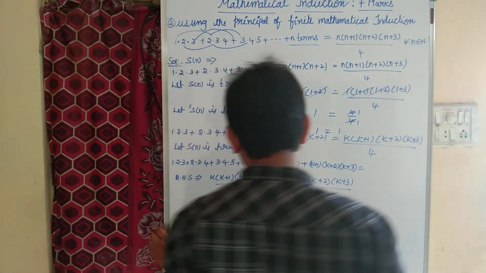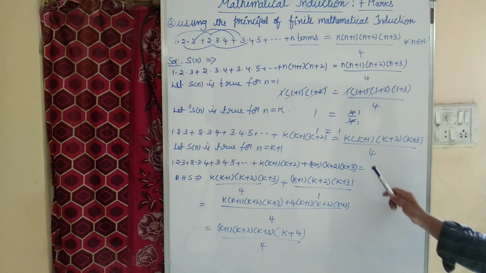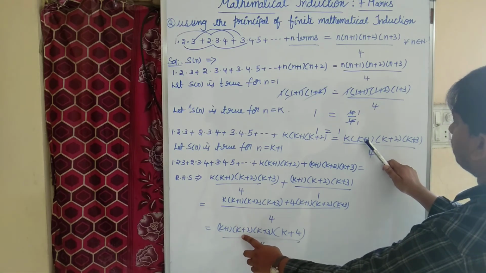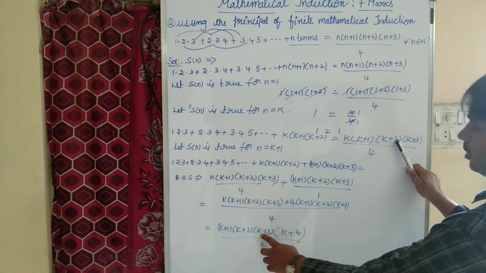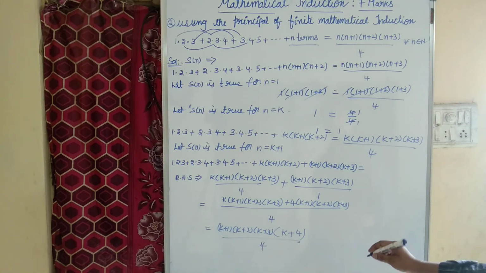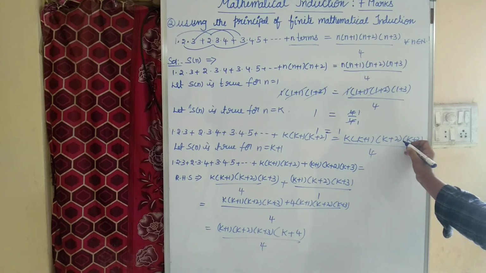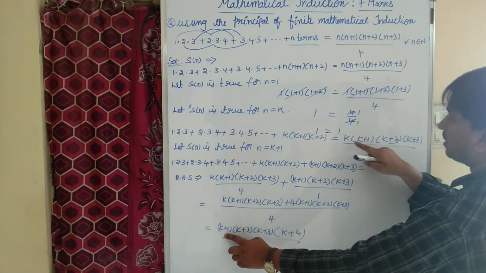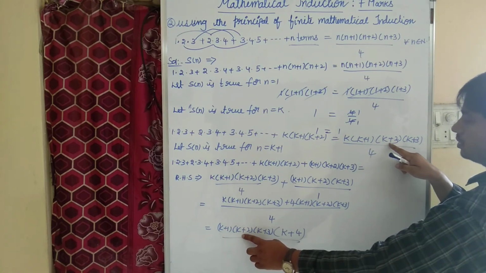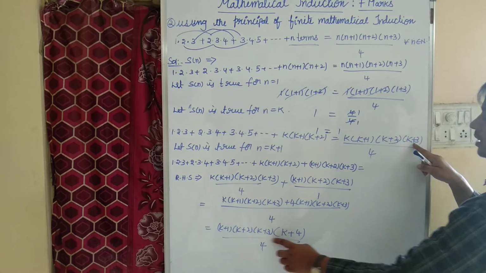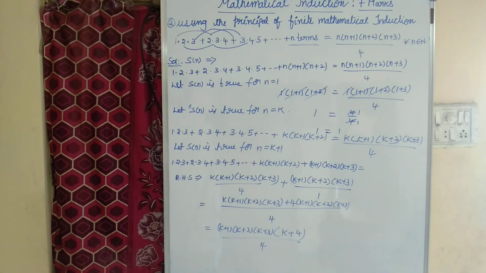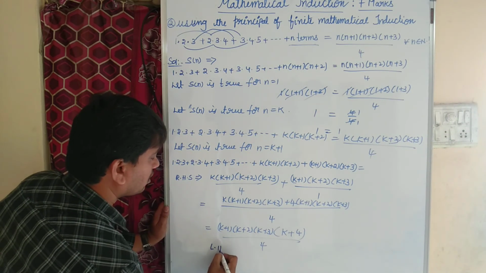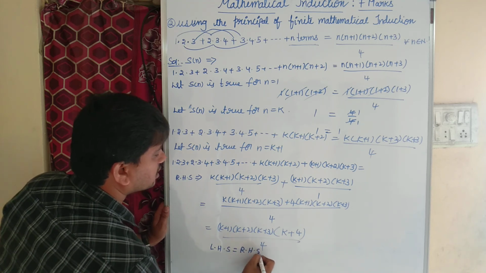See children, what we got? In place of k, we have k plus 1, k plus 1 plus 1, k plus 2, k plus 1 plus 3. Here I think this is k plus 3, we had written it wrong. Yes, k plus 3. So k means k plus 1, k plus 1 means k plus 2, then k plus 3 and then k plus 4 by 4. Both LHS and RHS are equal. That is LHS equals RHS.